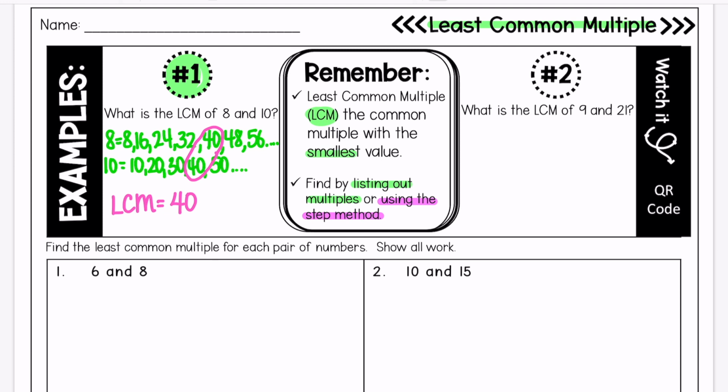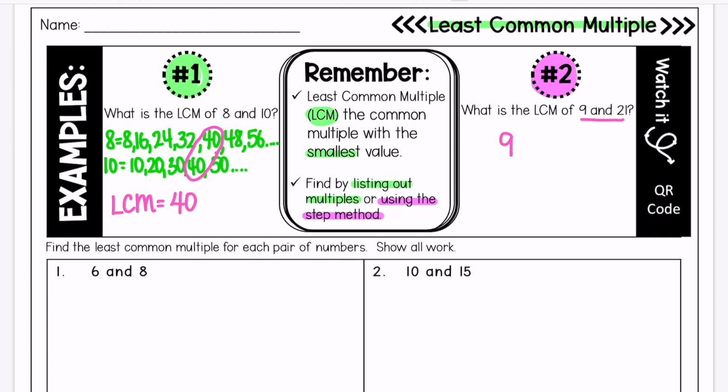Okay, so now let's go over to the right and look at example number 2, and I'm going to show you how to do it the step method way. And this way actually is good to use with numbers that are larger, and it's easier to break them down into something more manageable. I'm going to show it to you with numbers that are a little bit smaller though, just so we can kind of get the gist.